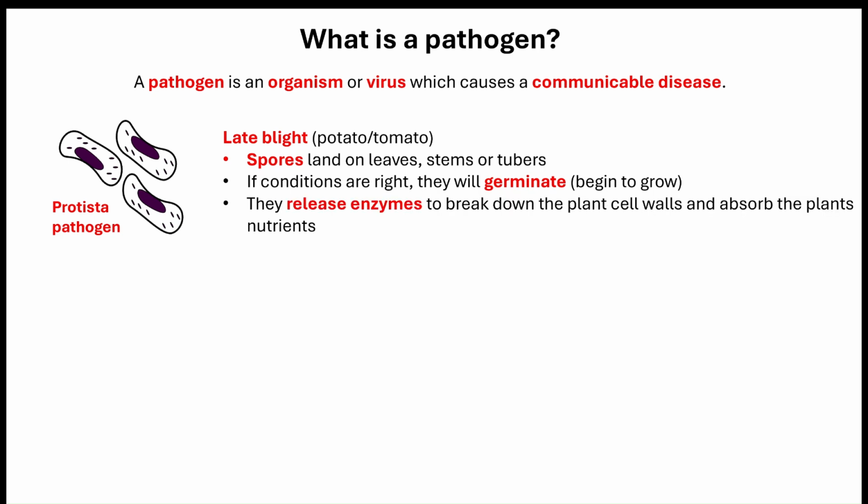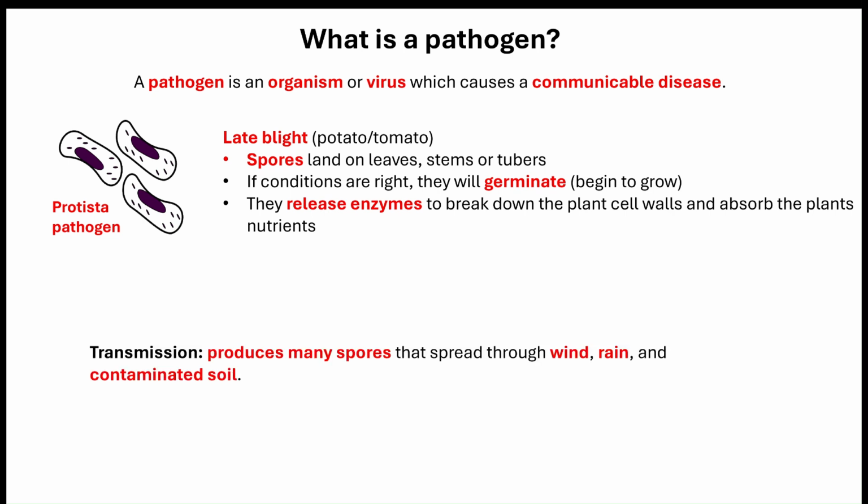How they do that is they're going to release enzymes which are going to break down the plant cell walls, and then they can absorb the plant's nutrients. So what they're doing is releasing enzymes which are going to hydrolyze the cellulose in the plant cell wall, and then they can use the plant's nutrients to build, assimilate, and make more of what they require. So how are they transmitted?